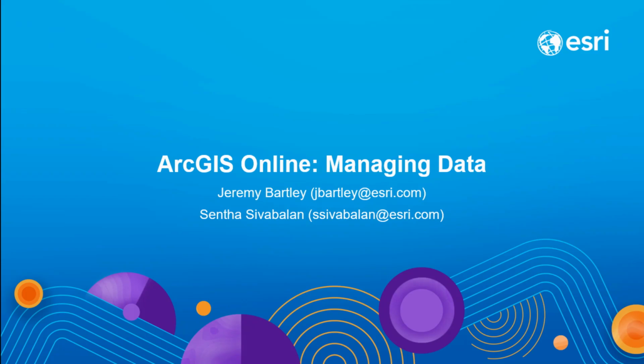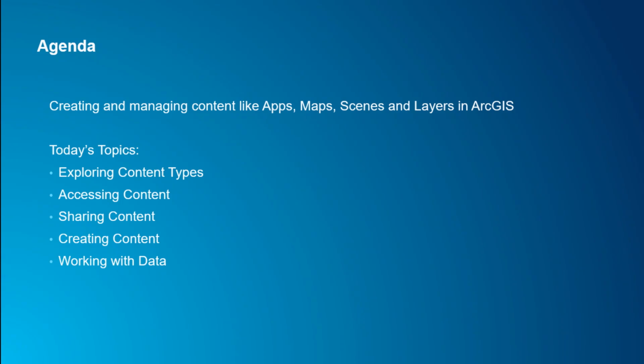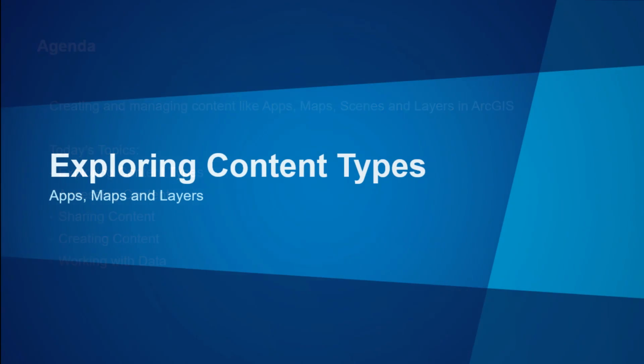We're talking about data, content broadly, and feature layers in particular in ArcGIS Online. So we're going to be looking at apps, maps, scenes, layers, popular content types in ArcGIS, and again, focusing on feature layers. And we'll be going through, exploring all the content types we've got available, how you can access content, how we share content, and how you create content and working with data in feature layers in specific.